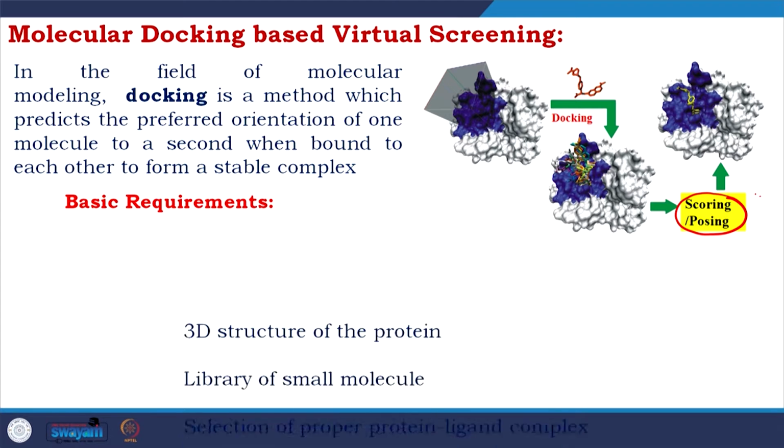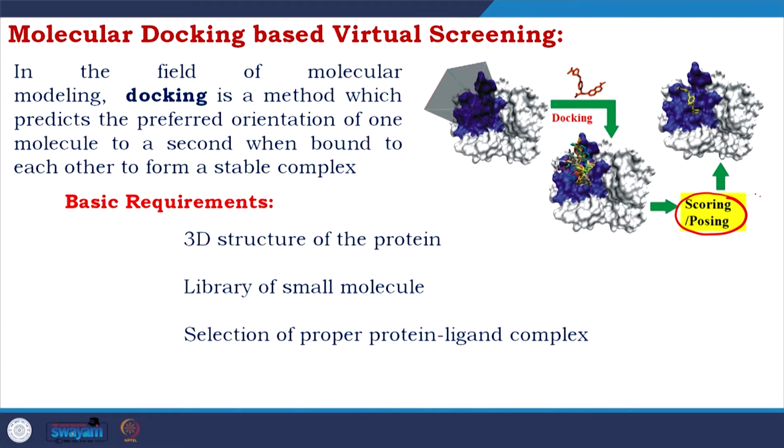So, the basic requirements in docking are the 3D structure of the protein, a library of small molecules, because you have to run them, and selection of the proper protein-ligand complex. This we understand. We need a library, I talked about that, and more importantly, the selection of the proper protein-ligand complex through scoring and posing.